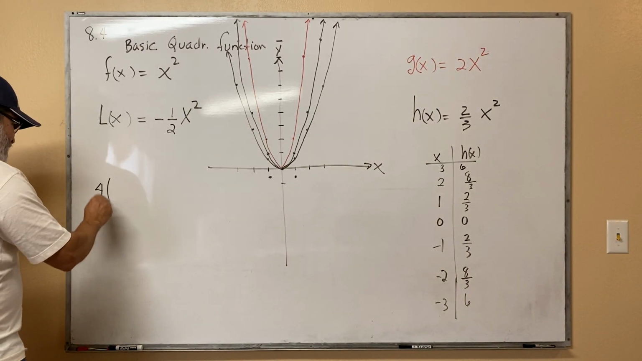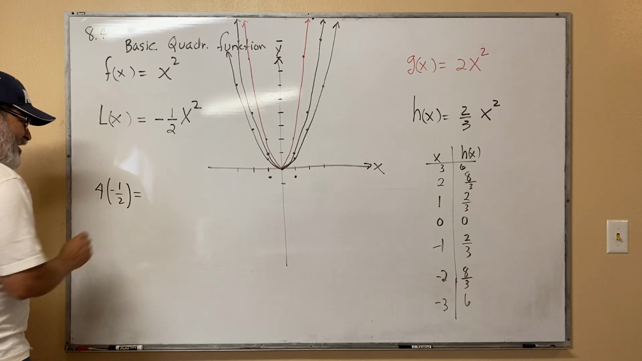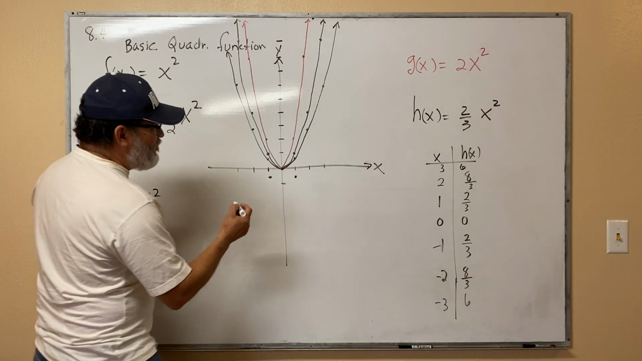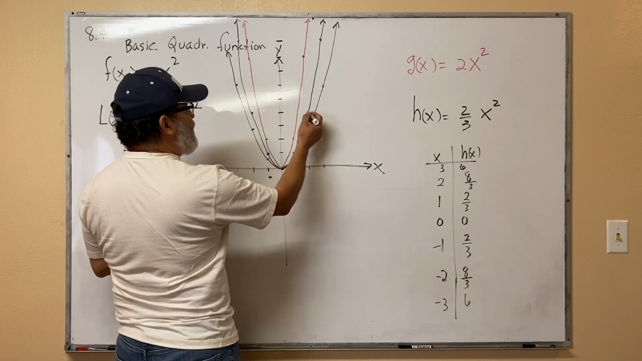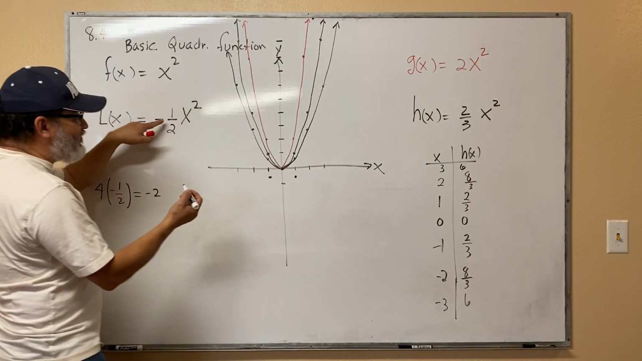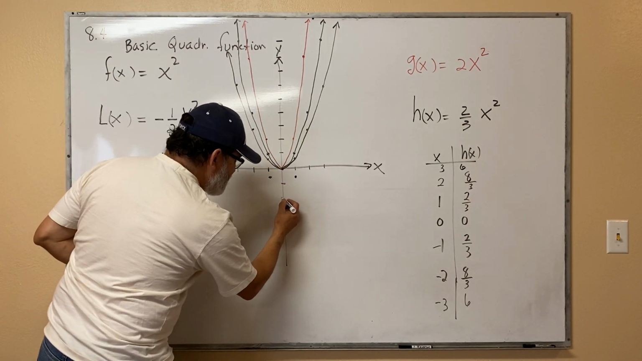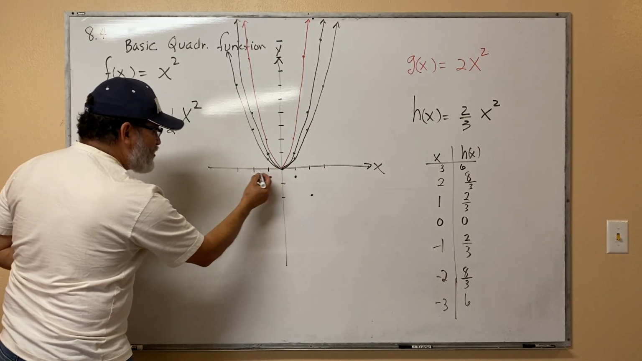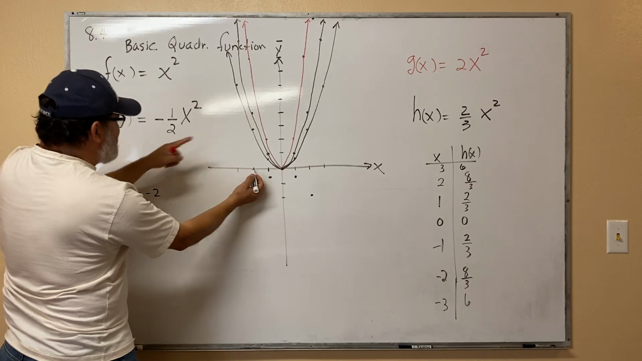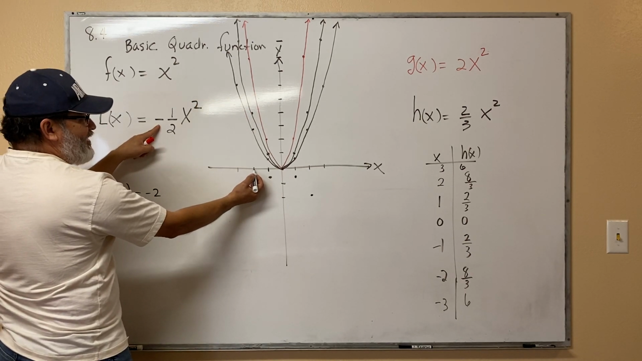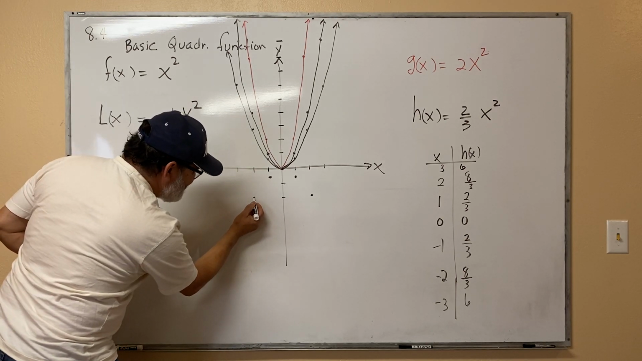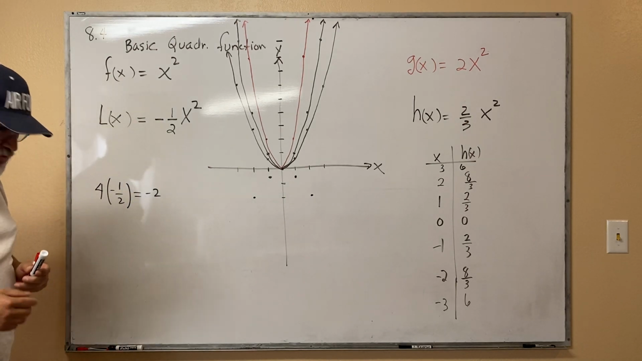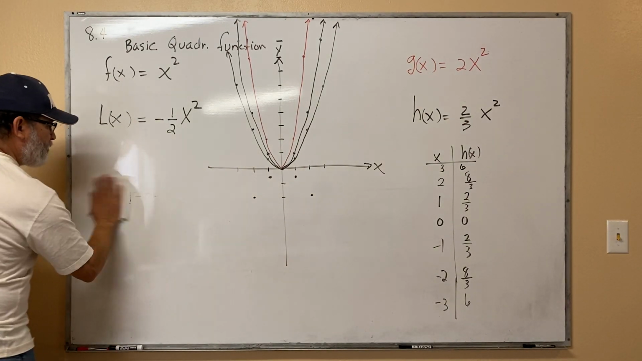What's 4 times negative half? What's 4 times half? It's 2. Negative half is negative 2. So twice to the right, 4 up, take that 4, multiply times negative half, you get negative 2. Right there. Twice to the left, 4 up, 4 times negative half is negative 2. You see? We're graphing this one using that one. Do it one more time.